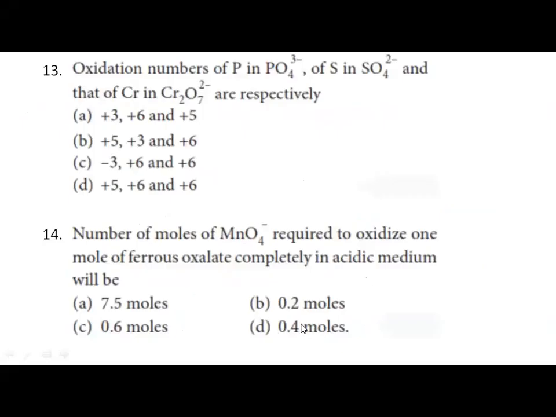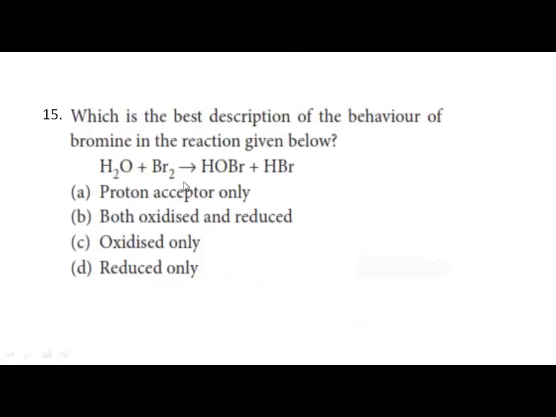0.4 moles. So option D is the correct option. Is that understood? Okay. Which is the best description of the behavior of bromine in the reaction given below? H2O plus Br2 gives HOBr plus HBr. So the reaction is H2O plus Br2 gives HOBr plus HBr.